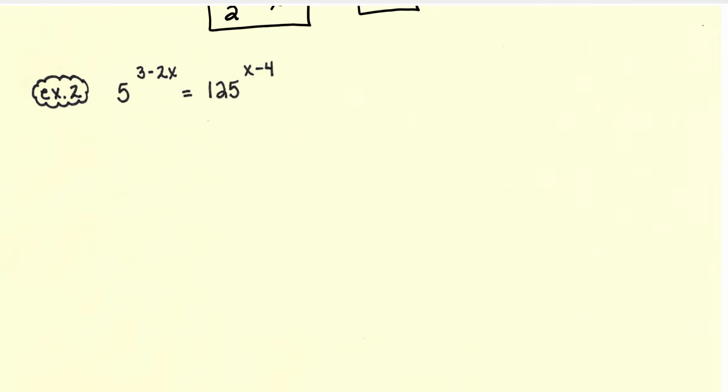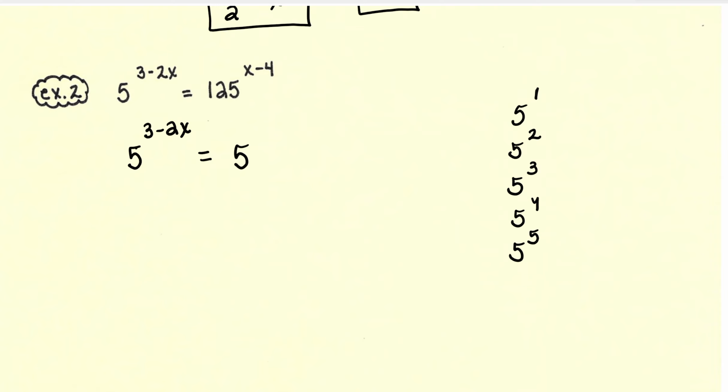In this example, I have 5, which can't be anything but a 5, so we know that that's going to stay 5 to the 3 minus 2x power. Now, we have to take 125 and also make that 5 to some power. Either you will know that, or you can go to your calculator and just start playing with numbers. 5 to the 1st, 5 to the 2nd, 5 to the 3rd, 5 to the 4th, 5 to the 5th, and so on until you find that number. It happens to be 5 to the 3rd power. Bring down your x minus 4.